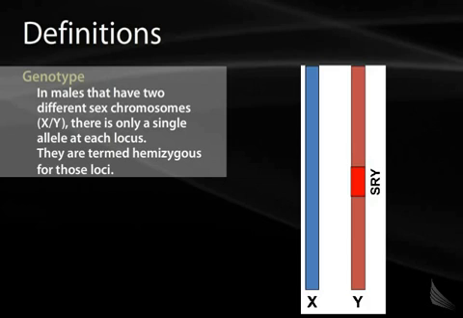For example, here in the diagram, we see the SRY gene on the Y chromosome. There's no counterpart to that gene on the X chromosome, so the male would be said to be hemizygous for that gene.